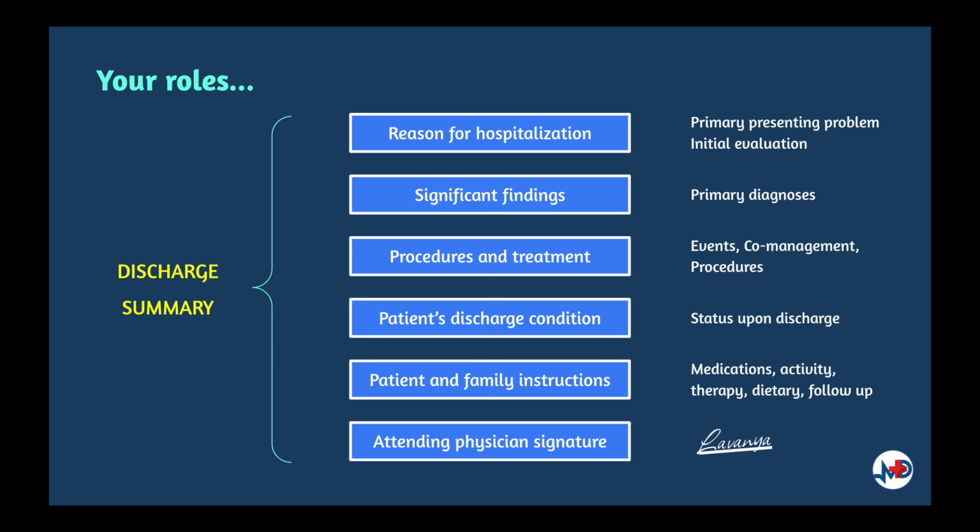House officers are responsible for formulating a complete discharge summary and carrying out discharge work as stipulated in the summary. There are 6 main components of a discharge summary: reason for hospitalization, the significant findings, procedures and treatments provided, patient's discharge condition, patient and family instructions, as well as the attending physician's signature.